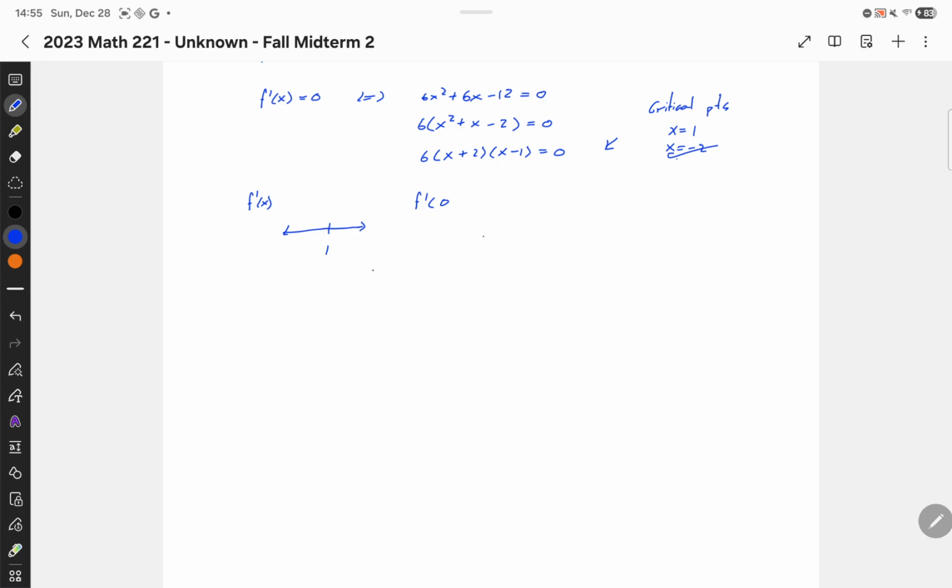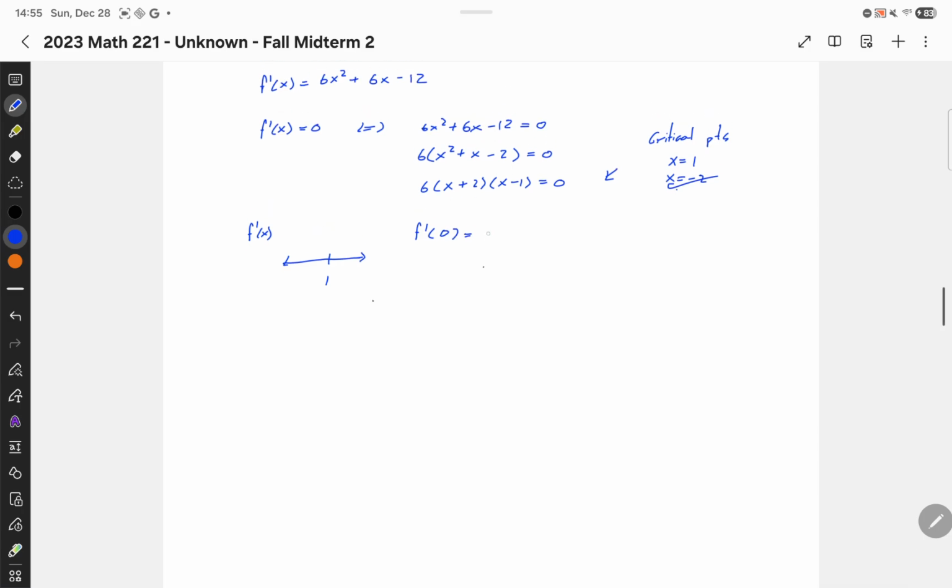So an easy value less than 1 is just going to be 0. So f prime of 0, well, that's going to be equal to 0 plus 0 minus 12. Well, that's just minus 12. We don't care too much about the value, just the sign, so this is going to be negative.